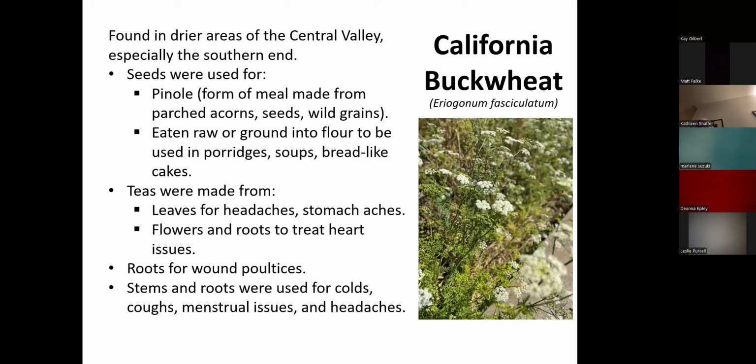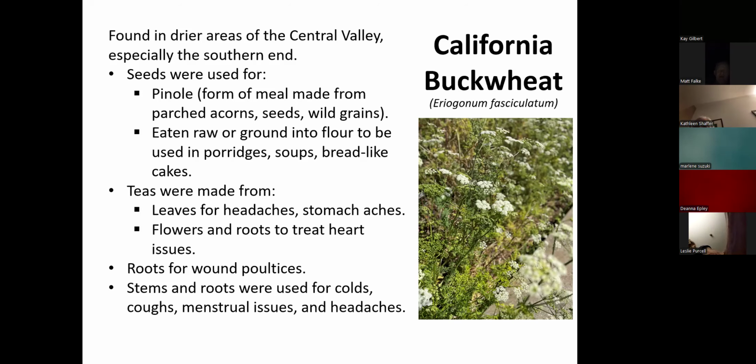California buckwheat. If you're a native plant gardener, you might be familiar with this. It's considered a keynote species. It's important to so many others, but it's found in the drier areas in the Central Valley, especially the southern end. The seeds were used for food.